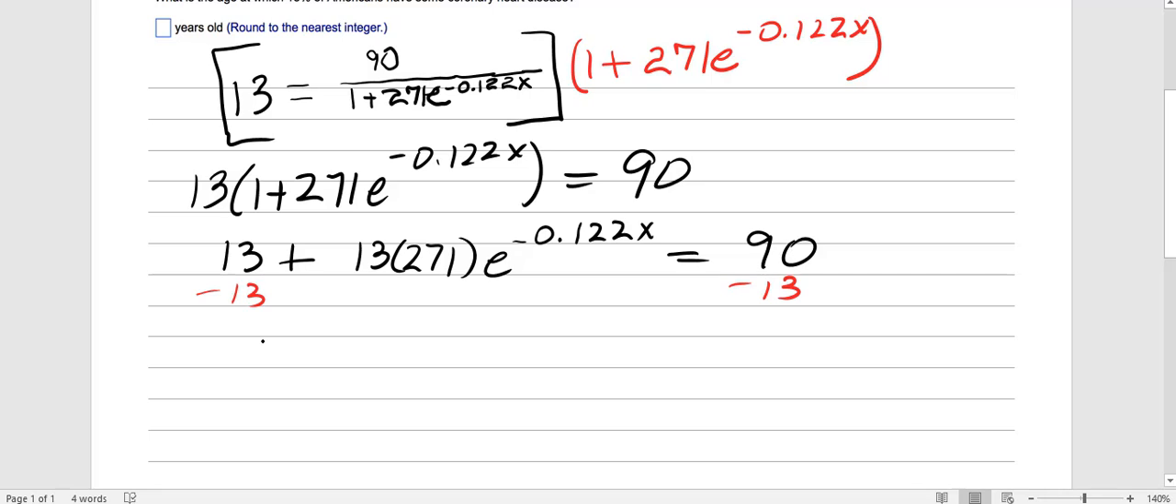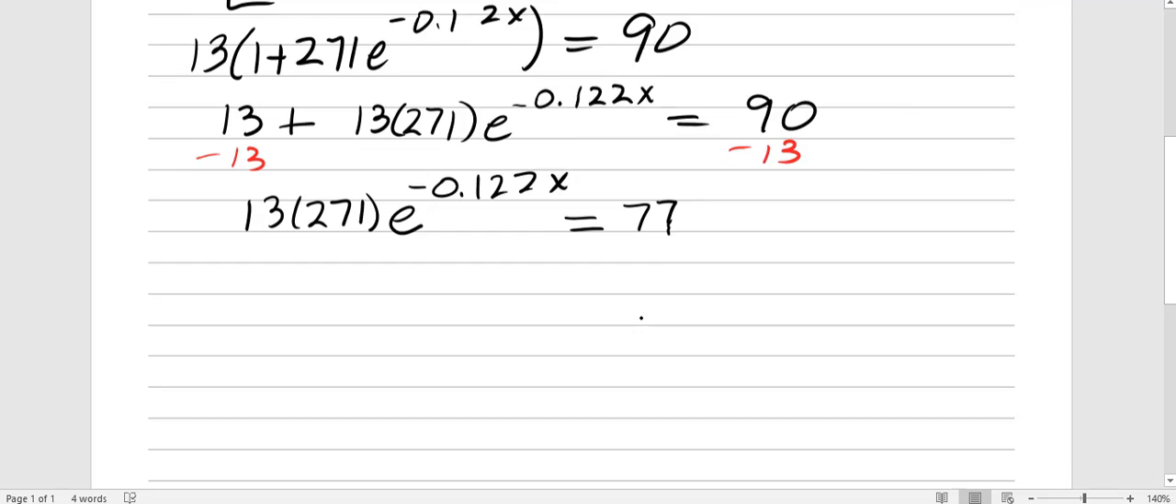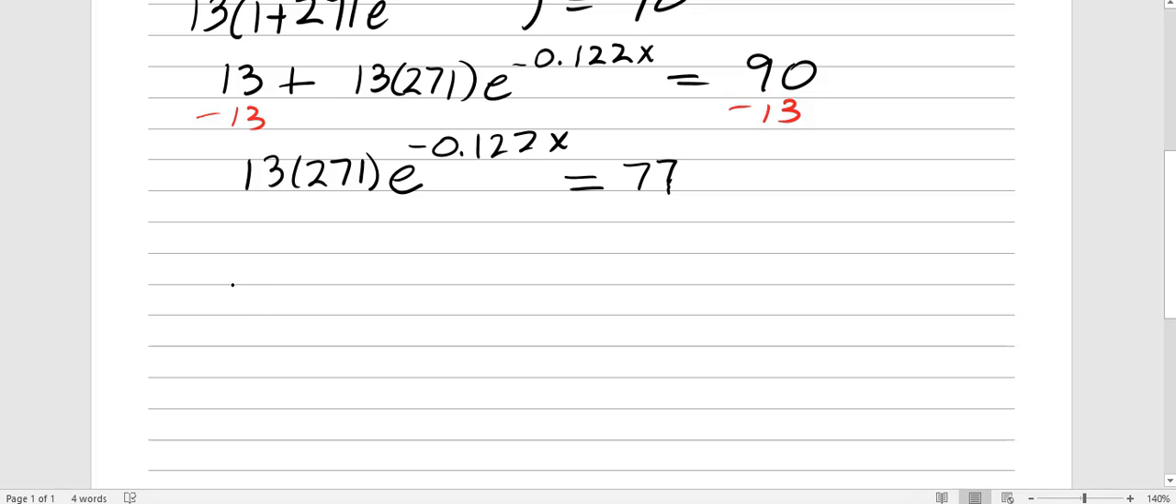So I now have 13 times the 271 times e to the negative 0.122x equals 77. And remember my goal here is to isolate the exponential. That's my initial goal, is to isolate that exponential.